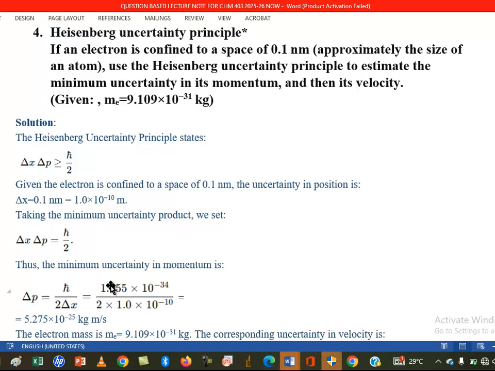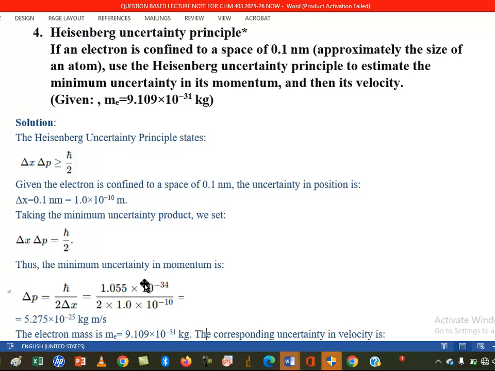So you might be asking a question, why is this h different from the other h we used earlier? So this is the reduced form of Planck's constant, h bar. The other h does not have a bar, this one has a bar. So this is 1.055 times 10 to the power minus 34, then over 2 times. Remember, we have a space here, that's our x, 0.1 nanometers. So 0.1 nanometers is 0.1 times 10 to the power minus 9. You can convert it to 1 times 10 to the power minus 10. Whichever one you use, you get the right answer.